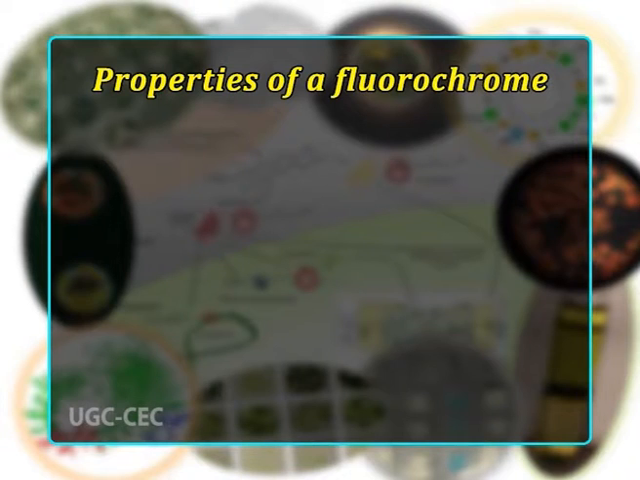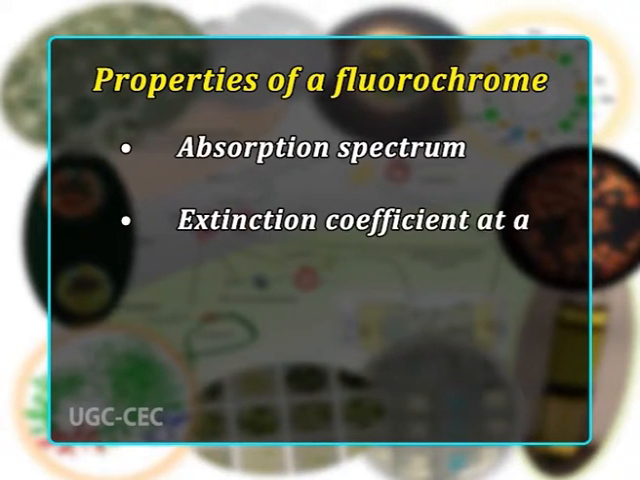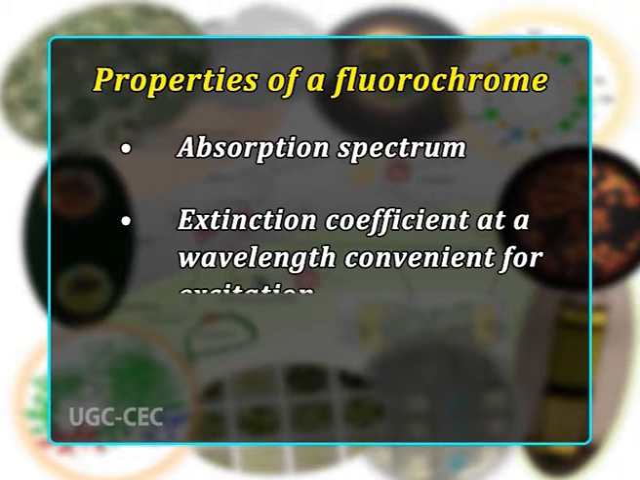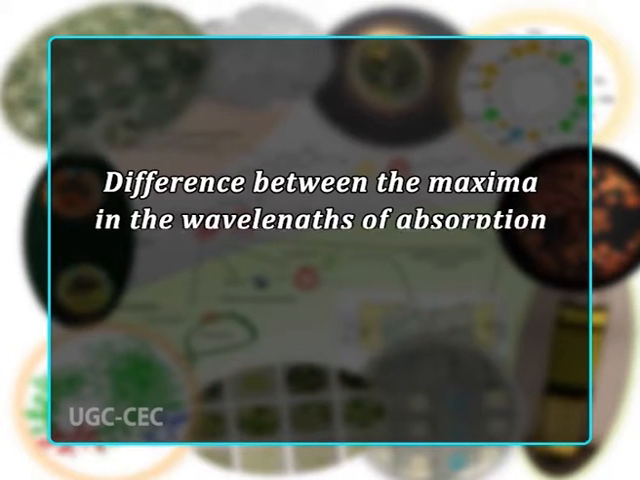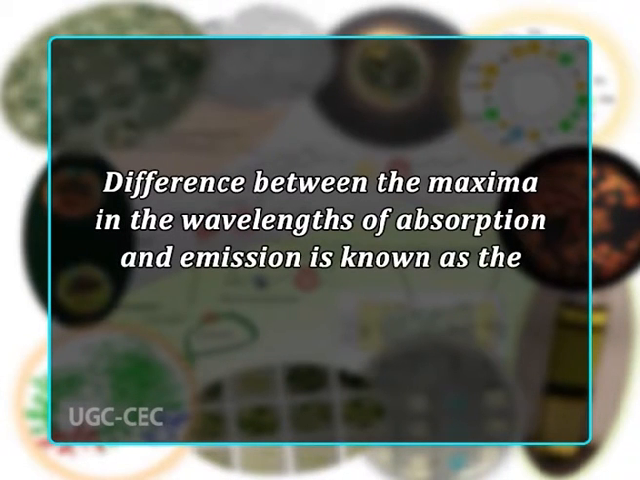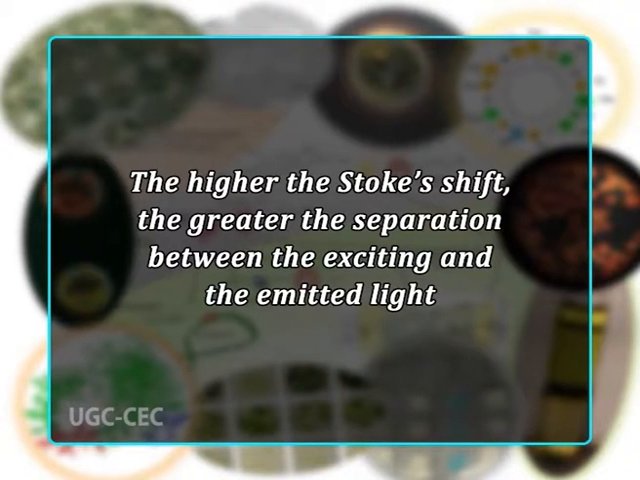The important properties of a fluorochrome are its absorption spectrum, its extinction coefficient at a wavelength convenient for excitation, its emission spectrum and its quantum efficiency. The difference between the maxima in the wavelengths of absorption and emission is known as the Stokes shift. The higher the Stokes shift, the greater the separation between the exciting and the emitted light. The properties of a fluorochrome will depend on its environment.